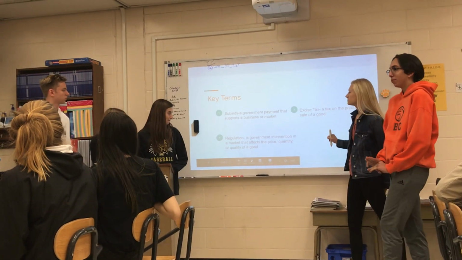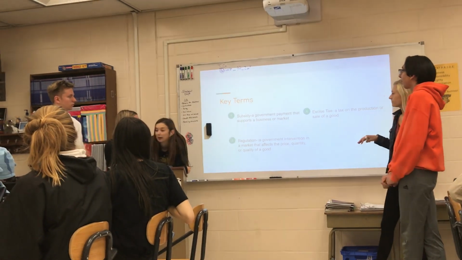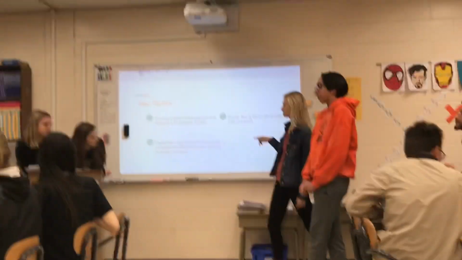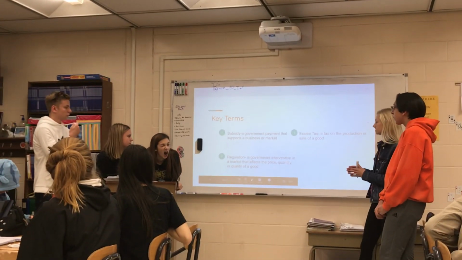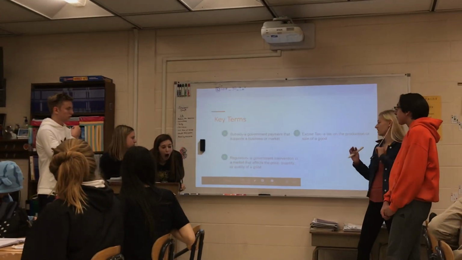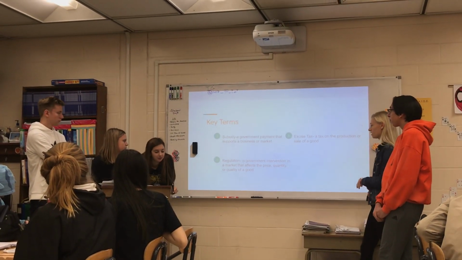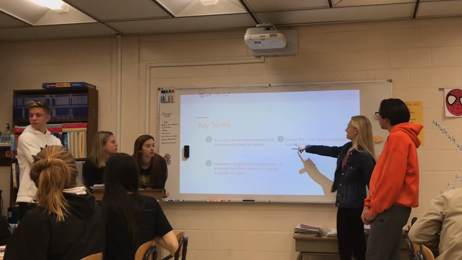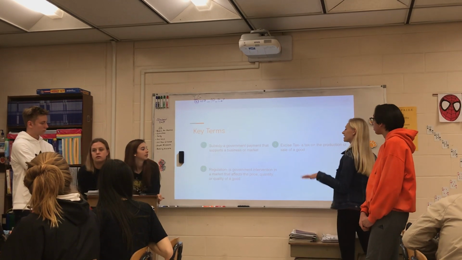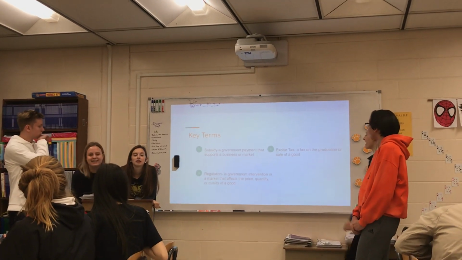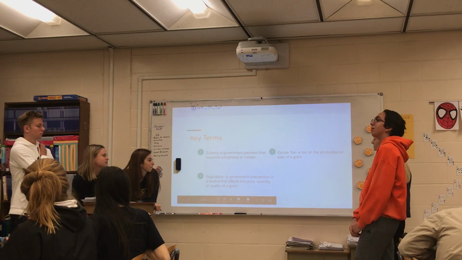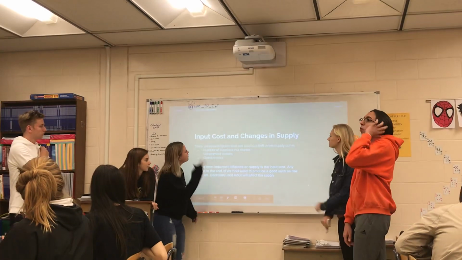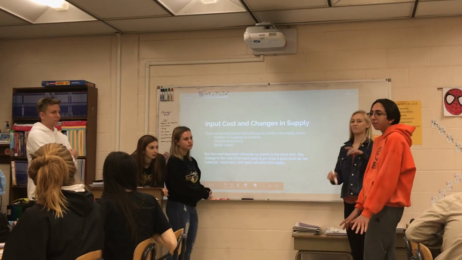So ours only had 3 key terms. The first one is subsidy, and that's a government payment that supports a business or a market. Regulation is a government intervention in a market that can affect the price, the quantity, or the quality of a good. And excise tax is a tax on the production or sale of a good. So pretty easy.